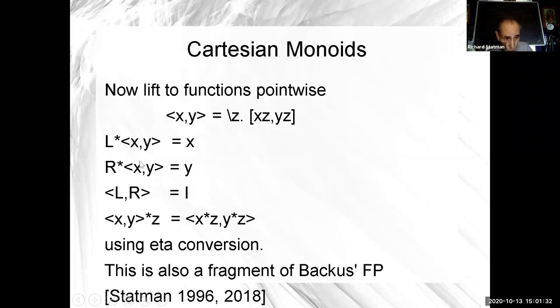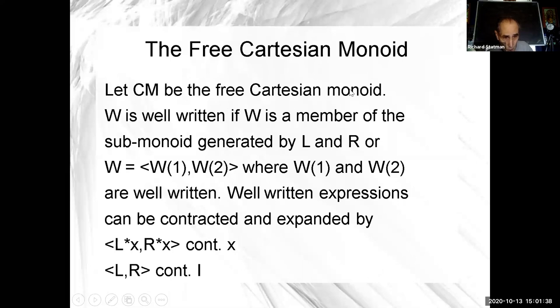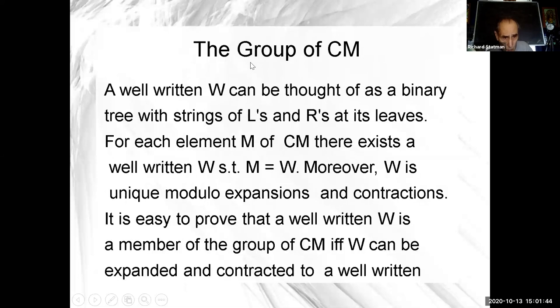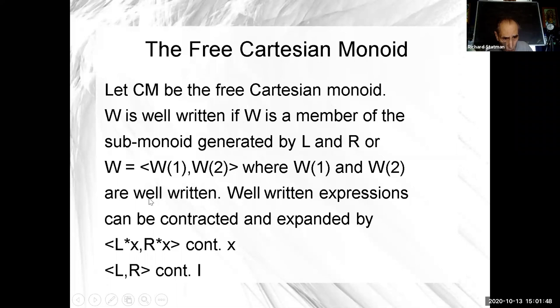It's a universal theory. There's a free model, a free object, the free Cartesian monoid. So where am I going to go with this? I'm going to show that this monoid, of course, has a group. And what is the group of this monoid? It turns out that the group of this monoid is another one of Thompson's groups, the biggest of Thompson's groups, the group V itself. Kind of interesting. That means that V is part of the lambda calculus with eta.